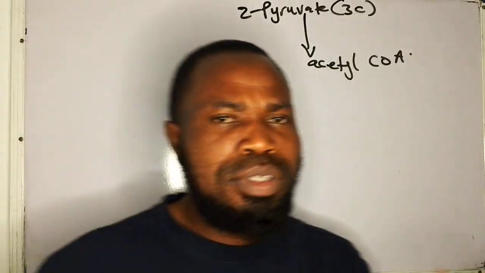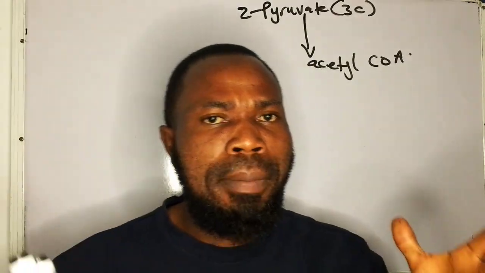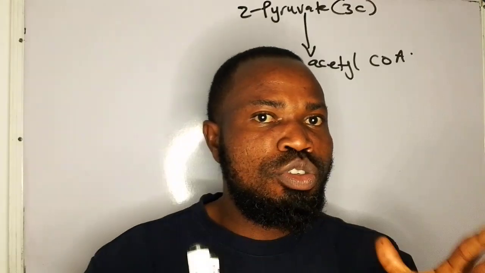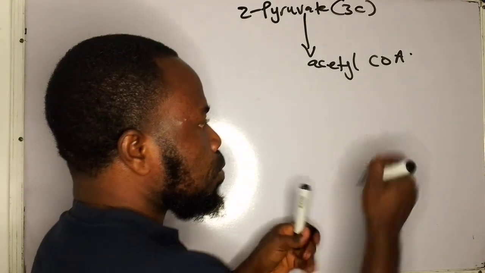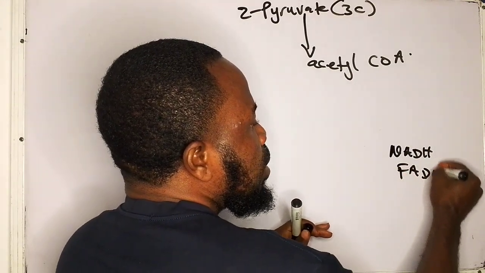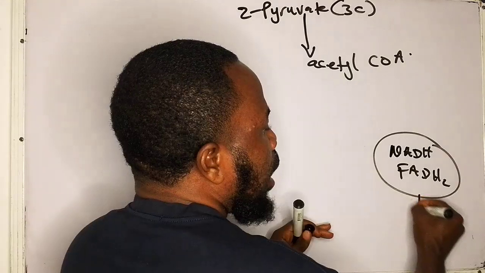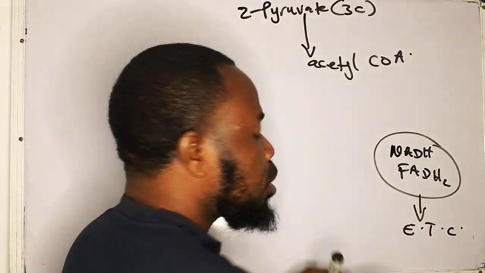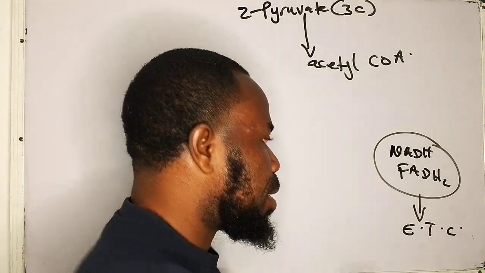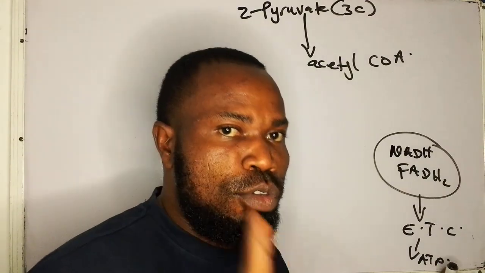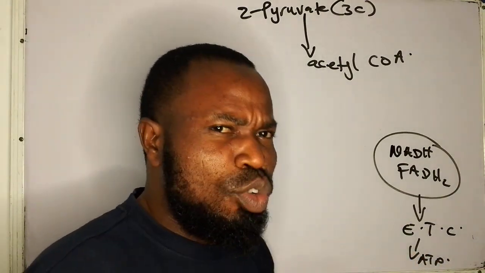Now, what's the importance or significance of the TCA cycle? I'm going to break it down. One major importance of the TCA cycle is that it generates reducing equivalents, which are the NADH and the FADH2. These are now channeled into the electron transport chain to generate ATP by oxidative phosphorylation.